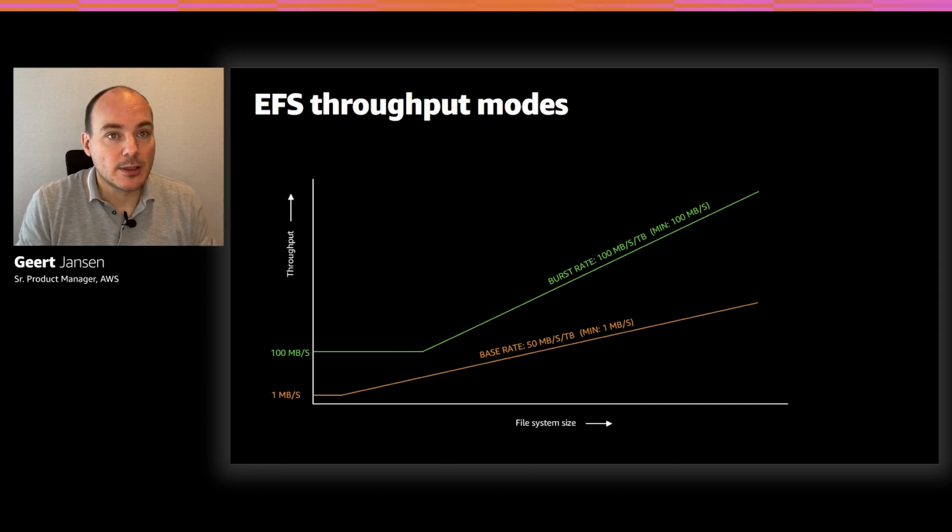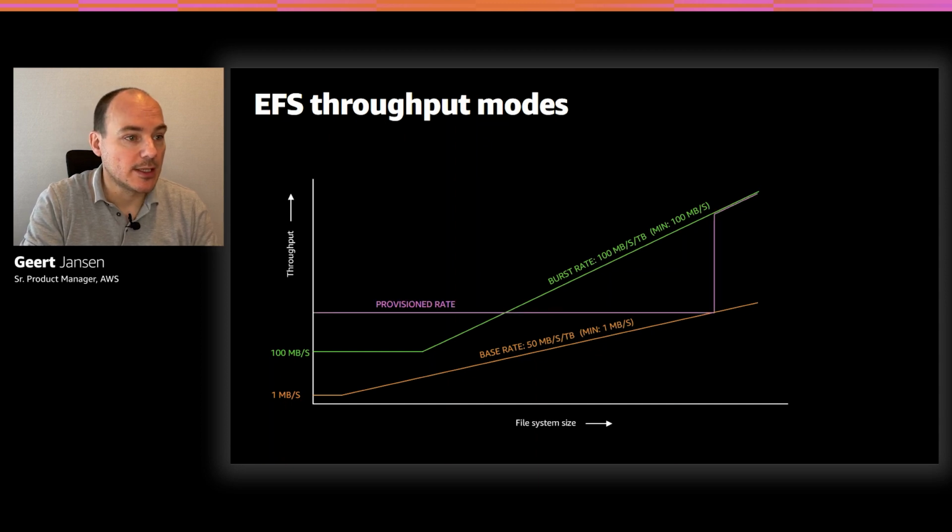Now, there are certain classes of applications that have higher throughput requirements, but have a low amount of storage. And for those, we introduced the second throughput mode, which is called provisioned throughput. With provisioned throughput, you can basically configure a fixed amount of throughput that is independent of the file system size. And that looks like this.